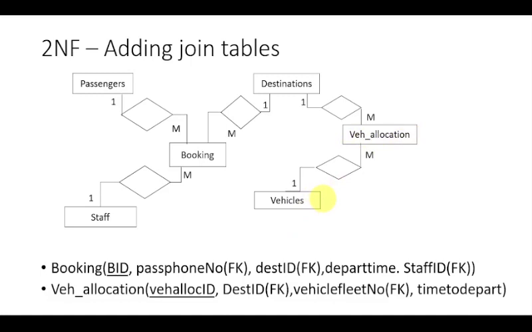So these are the booking tables. And for the booking table, we give them primary keys of booking ID and vehicle allocation ID. They have the foreign keys of their parent tables, which is passenger ID. Sorry, it was written as passenger phone number, but this is supposed to be passenger ID. And this is destination ID. And then we have the fleet number as the foreign keys on this table.